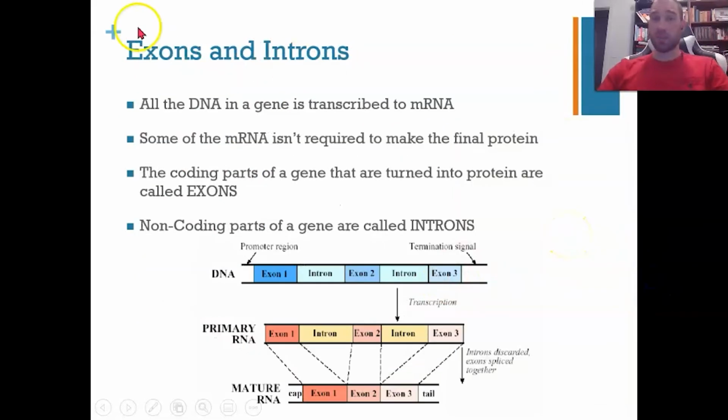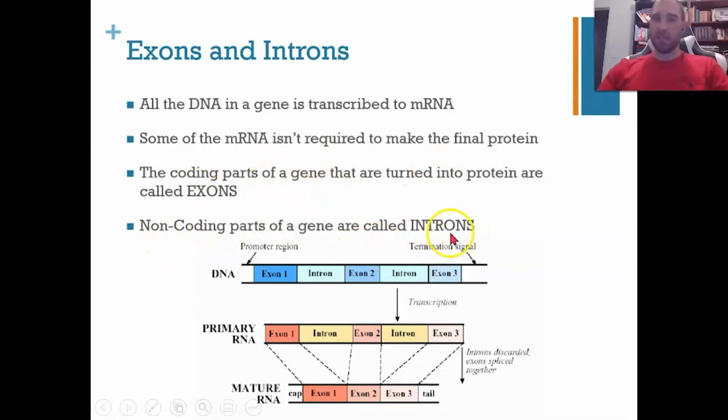Now we need to learn some new words, exons and introns. So all the DNA in a gene is turned into mRNA, but some of the mRNA isn't required to make your final protein. So it's not needed to make your final protein. The parts of a gene that are turned into the protein, we call them exons. And the non-coding parts of the gene are called introns.